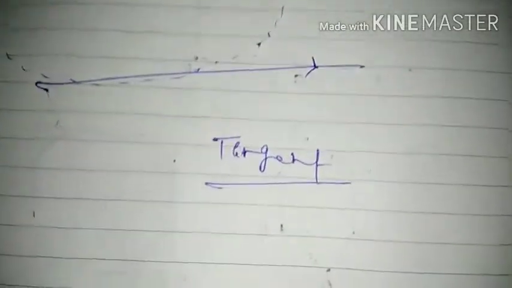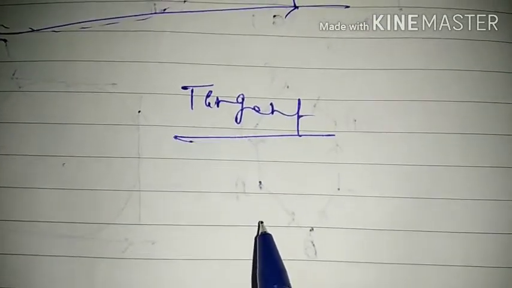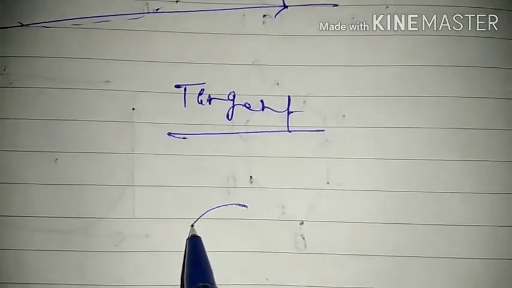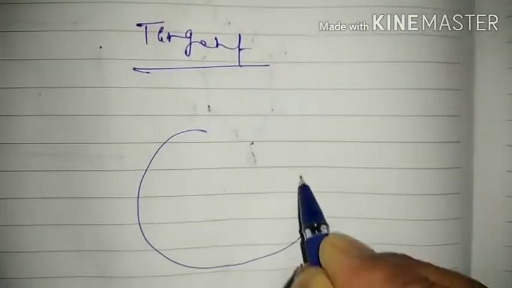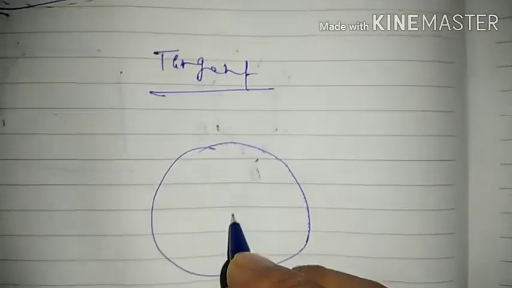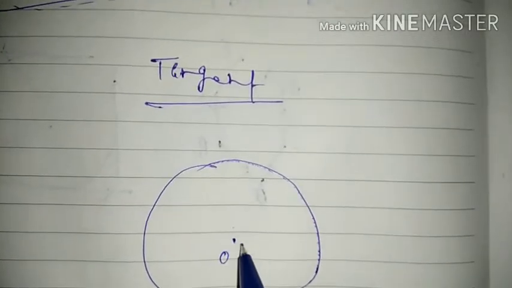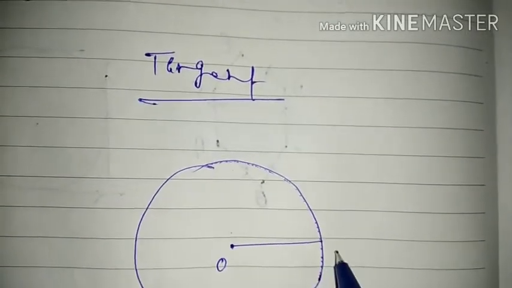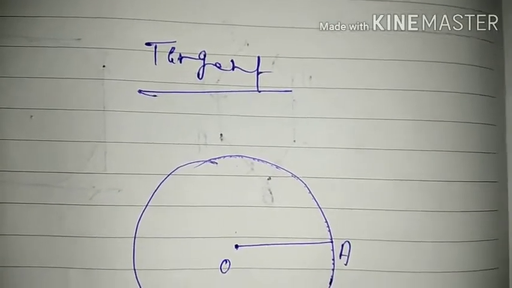Before learning anything, every fundamental must be clear. What is a tangent? Dear students, suppose we have any circle. This is the center and this is the radius. So OA is the radius of the circle.